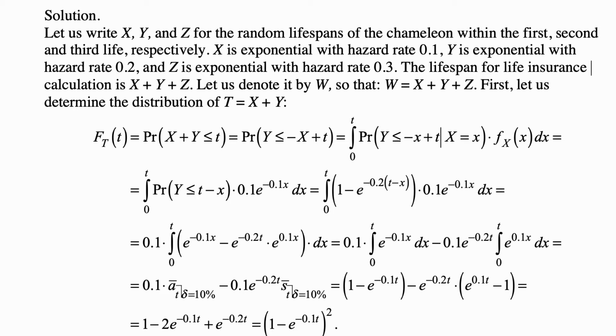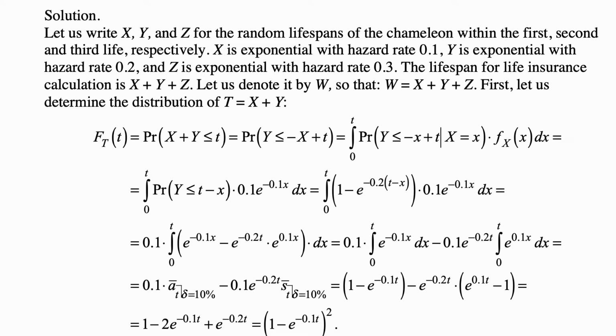Put 0.1 in front, we have inside the integral from 0 to t of e to the minus 0.1 x minus e to the minus 0.2 t times e to the 0.1 x dx. So that's 0.1 integral from 0 to t of e to the minus 0.1 x dx minus 0.1 e to the minus 0.2 t times the integral from 0 to t of e to the 0.1 x dx. That's equal to 0.1 times a bar angle t at delta equal to 10% minus 0.1 e to the minus 0.2 t times s bar angle t at delta equal to 10%.